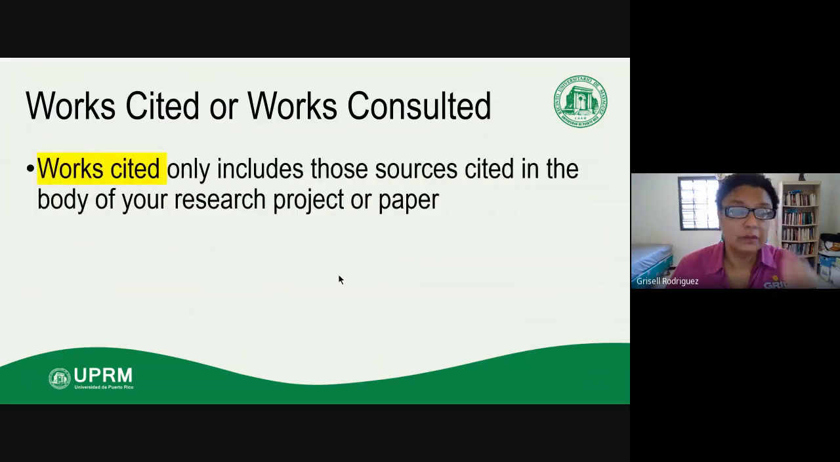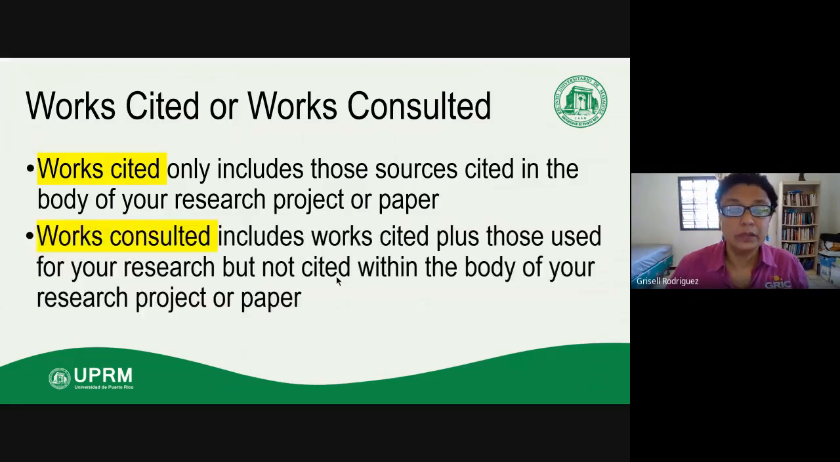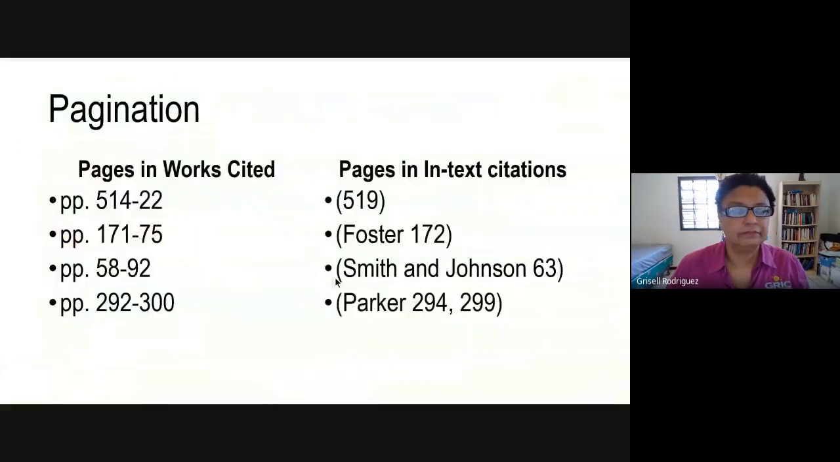Works cited and works consulted. So the difference here: works cited is what you will most likely be asked to write at the end of your paper. It includes every single source cited within your paper. The works consulted includes all the works that you cited, but in addition to that, any other sources that you might have consulted to get extra information or to familiarize yourself with the topic, but you didn't cite them in your paper. That would be a works consulted. Most of the time, your professors will just want the works cited list.